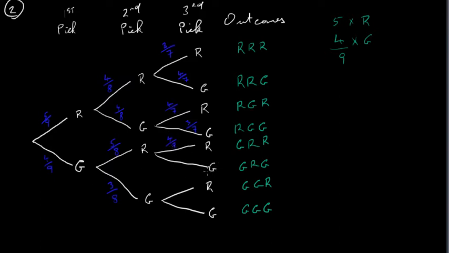What about this one here then? Well, this is green, red, and now we want green. We've removed one of the greens, so we've 3 left, so this would be 3 over 7.